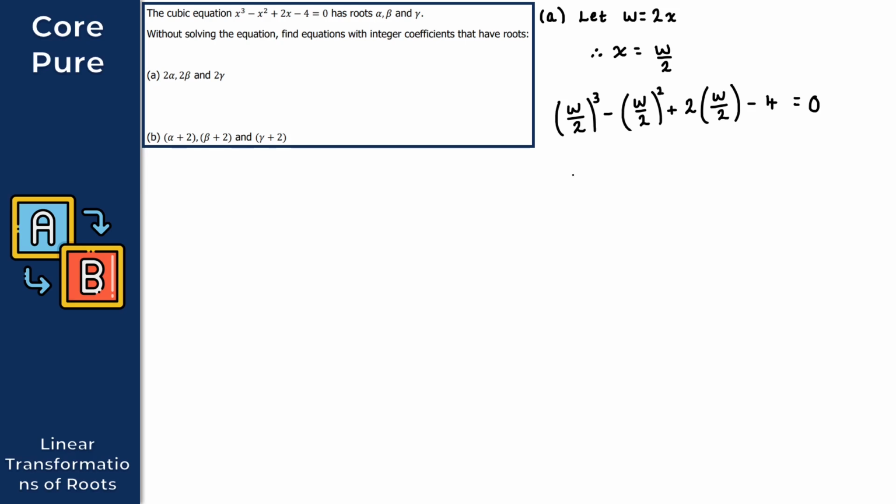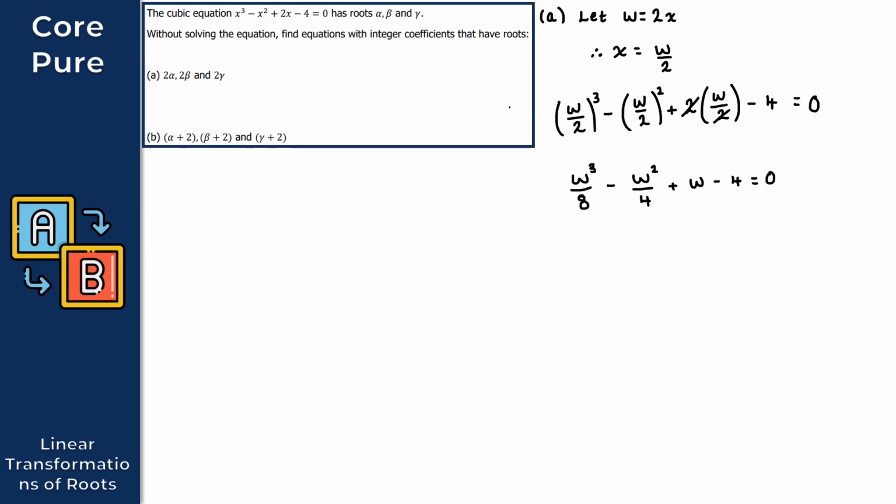So now let's expand and simplify. Expanding to begin with, we get W cubed over 8, then minus W squared over 4. The 2s here will just cancel, so they cancel and we're left with W. We then have the minus 4, and that is all equal to 0.